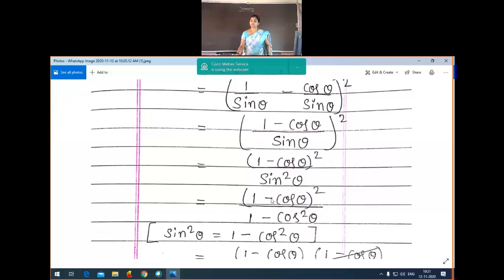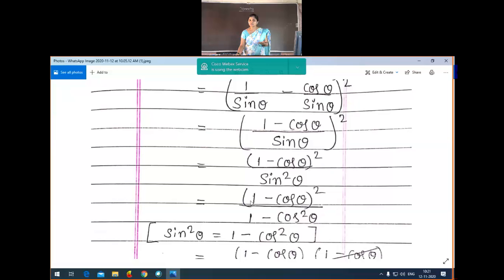Next, let us keep this 1 minus cos theta whole square as it is for this step. Next, sin square theta. Are you observing sin square theta? We know one identity: sin square theta plus cos square theta is equal to 1. Then sin square theta is 1 minus cos square theta. Can I substitute this sin square theta as 1 minus cos square theta, students? Yes, we can substitute it.